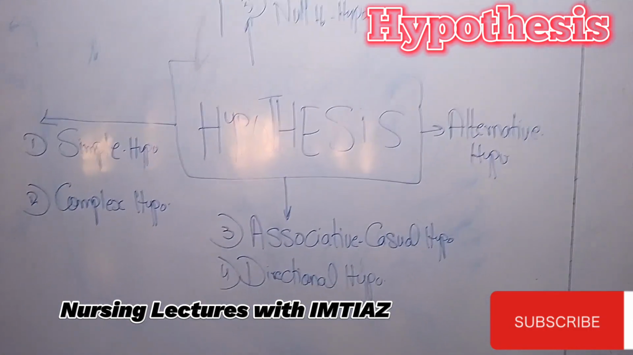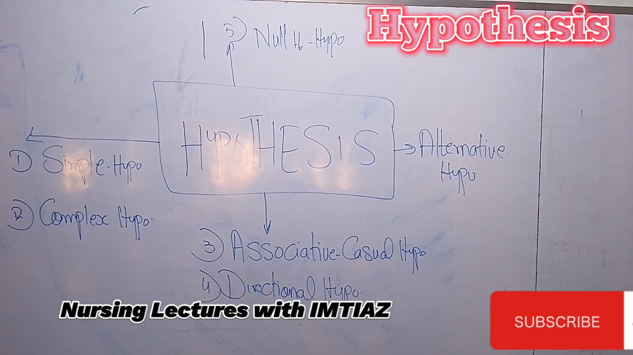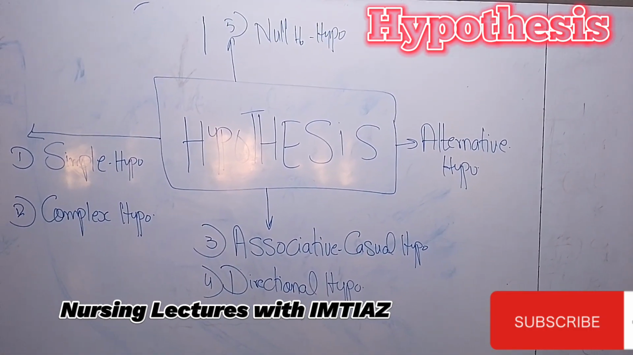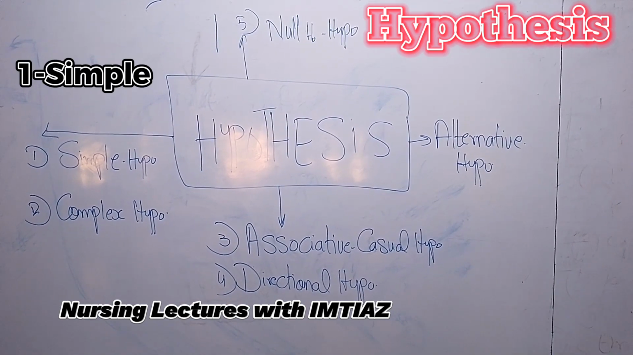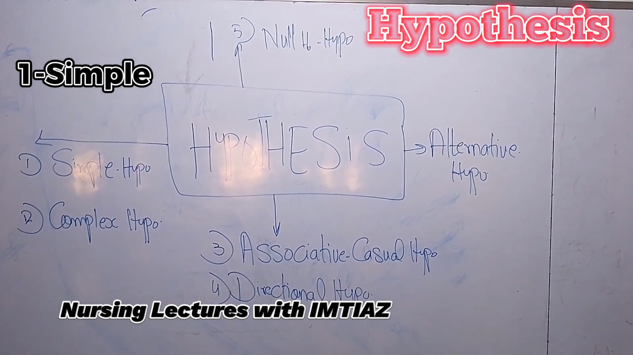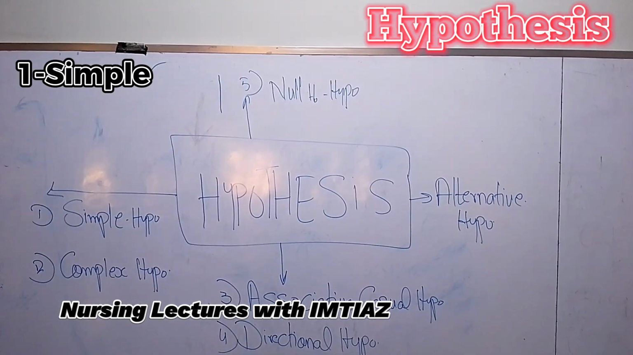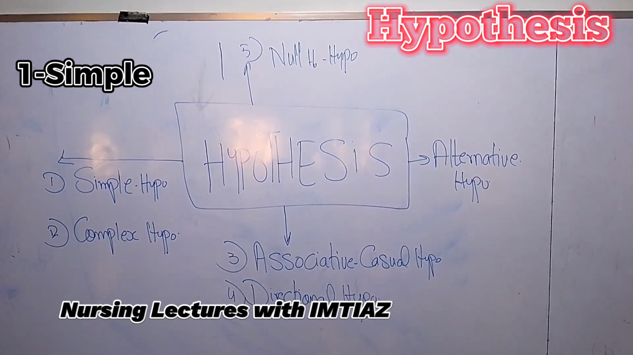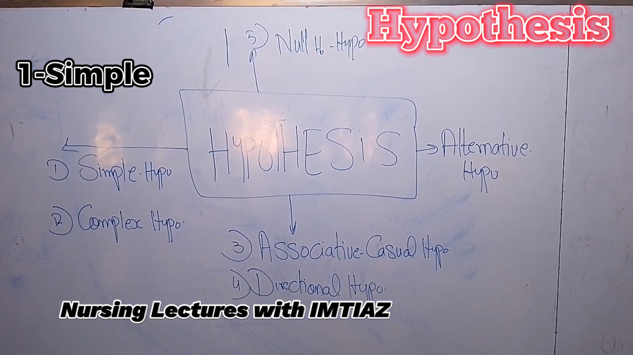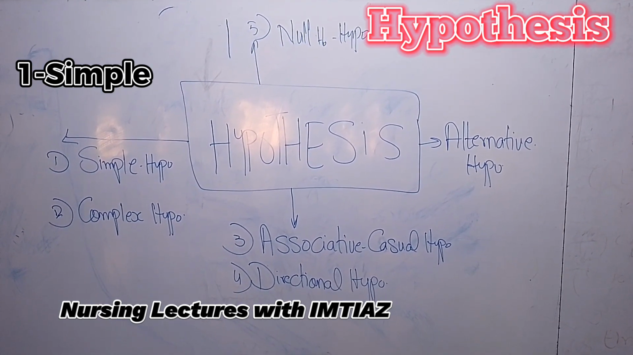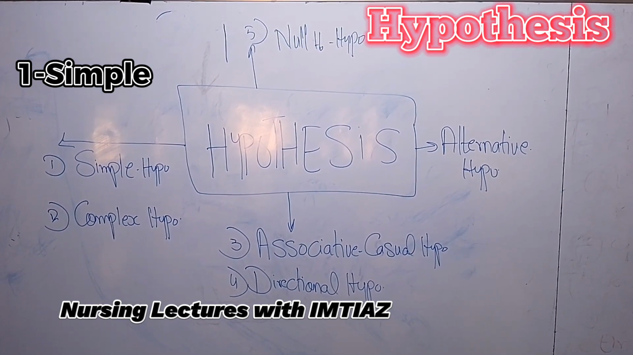Dear viewer, in today's video we will talk about hypothesis. First of all, the definition of hypothesis. Hypothesis is a tentative prediction or explanation of the relationship between two or more variables. It implies that there is a systemic relationship between an independent and dependent variable.